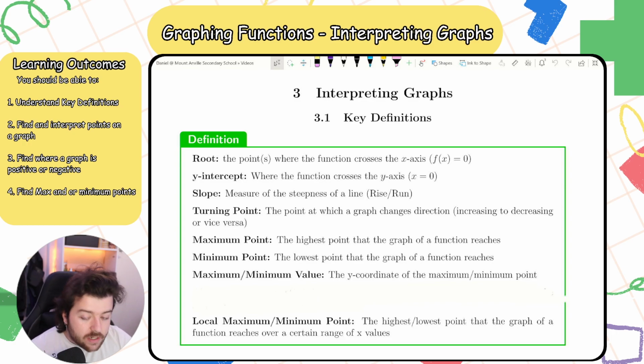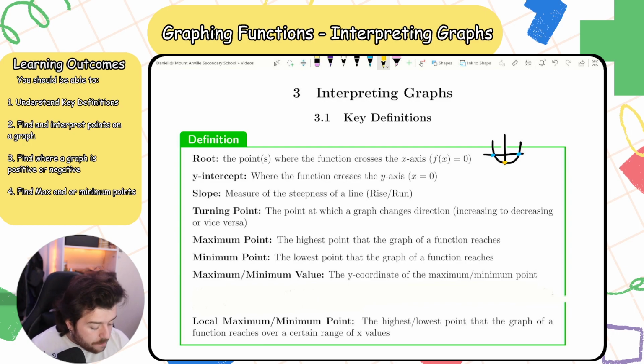So a root. Remember, the root of a function is the point where a function crosses the x-axis. So for example, we know this with quadratics. See how this quadratic passes this point and that point? They are the roots, right? The y-intercept is where it crosses the y-axis. That'll be that point right there. It crosses the y-axis at that point, and that's called the y-intercept.